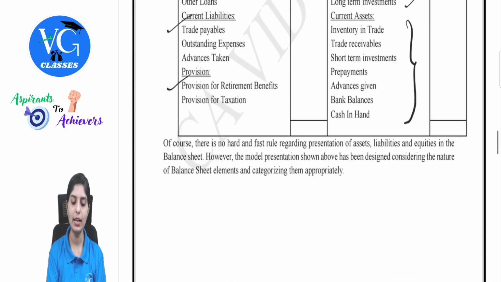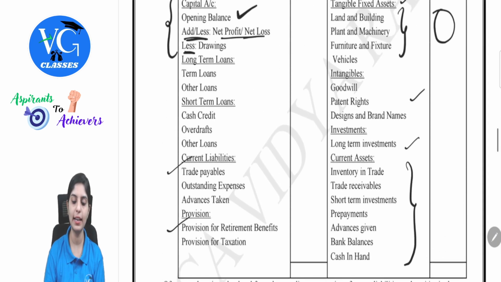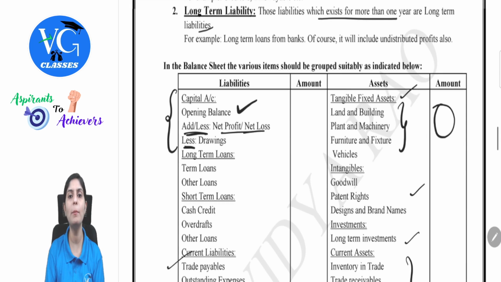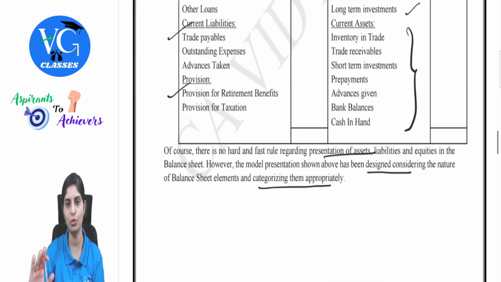So see, there is no hard and fast rule regarding the presentation of assets, liabilities and equity. The model presentation shown above has been designed considering the nature of balance sheet elements and categorizing them appropriately. This is just an accounting convention, guys, that is commonly followed by the majority of businesses. That is why this becomes a normal suggested presentation, but there is no hard and fast rule that it should be done as given above.